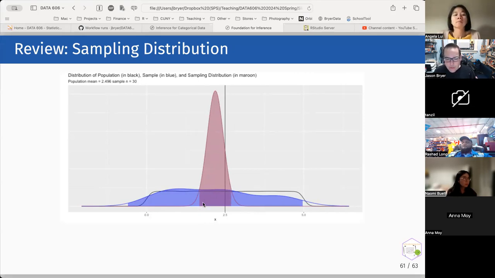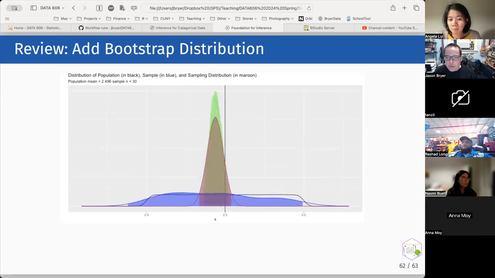Okay, so now the shaded area here in the sampling distribution covers 95% of the area. Again, I'm still using 95%, but this is where we get the standard error, right? The standard error comes from this red line. And then lastly, we could do a bootstrap sample.